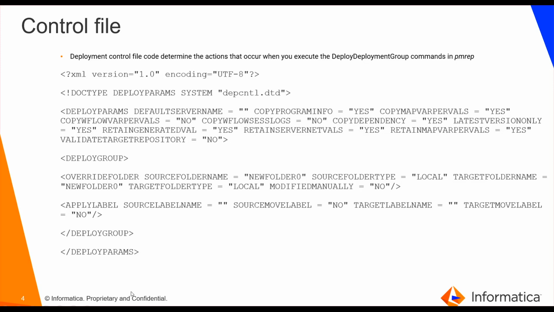So this is basically a simple example of the control file, and the control file actually gets complex depending on how much deployment you are doing, how many objects are present, and what are the conditions on which you want to perform the deployment. In this next slide, we'll see a basic demo on performing all the PMRep commands, and just perform a basic deployment using the command line.